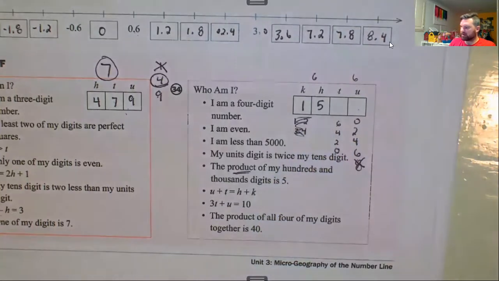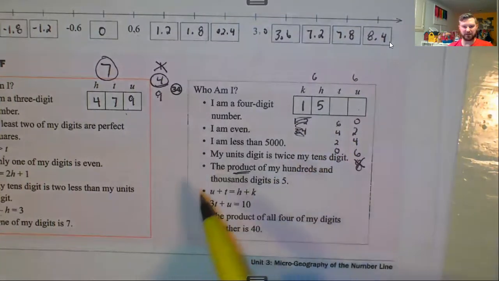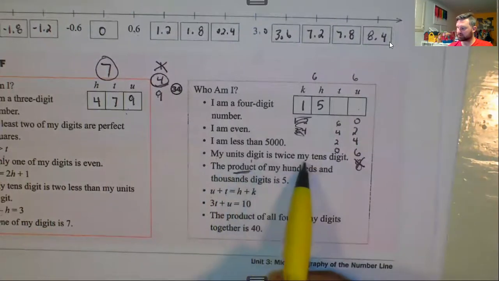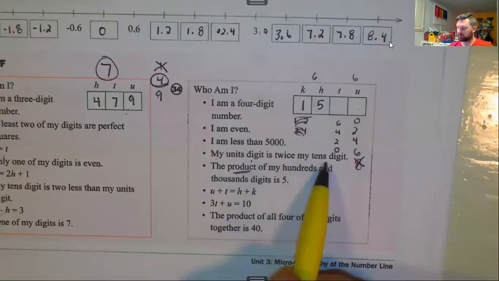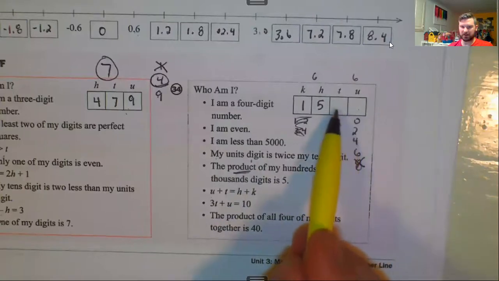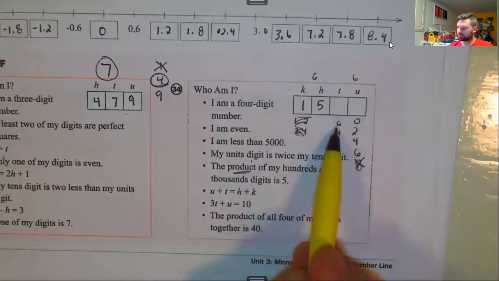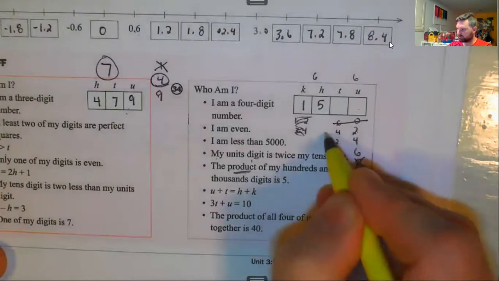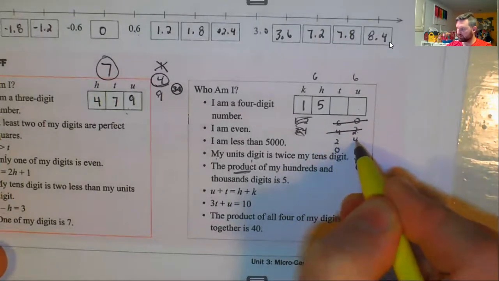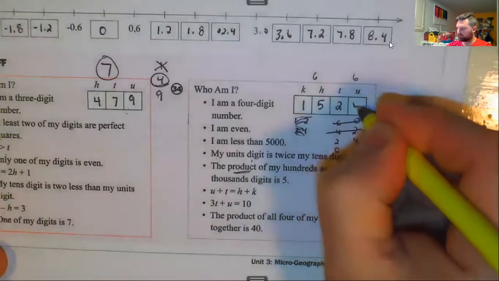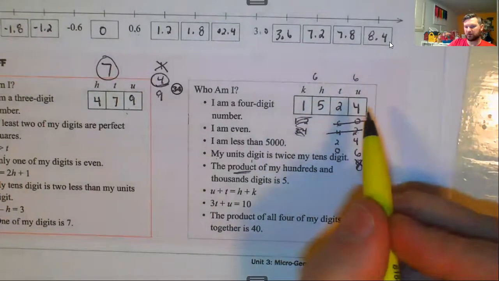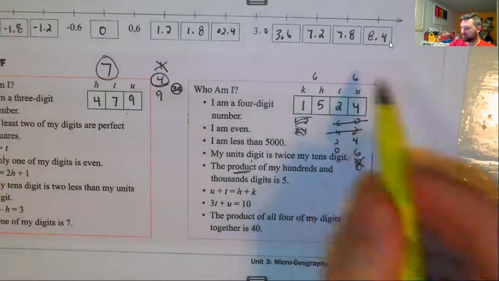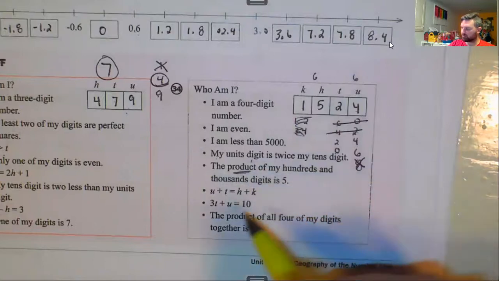I can stop here and figure this out because it says my units digit is twice my tens digit. Well, my units digit is 2 times this number. So is 6 times 2 0? No. Is 4 times 2 2? No. Is 2 times 2 4? Yes. So this must be 2 and 4. And you can check yourself. 5 plus 1 is 6. 4 plus 2 is 6. We can keep going through the rest of them and see if they work.